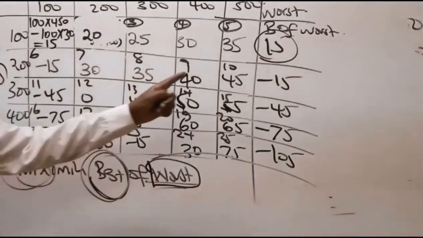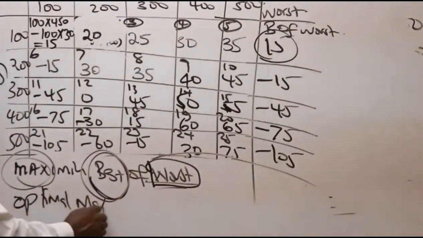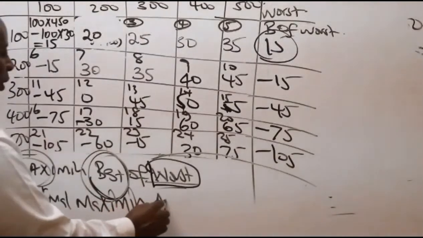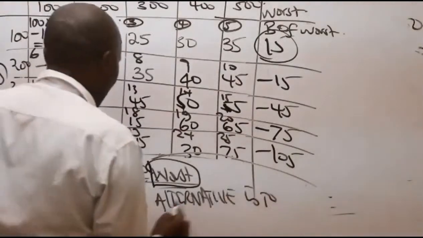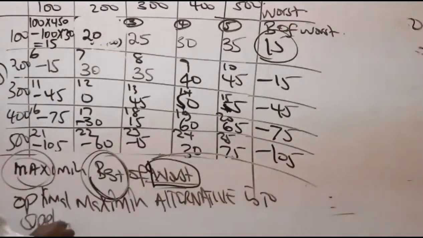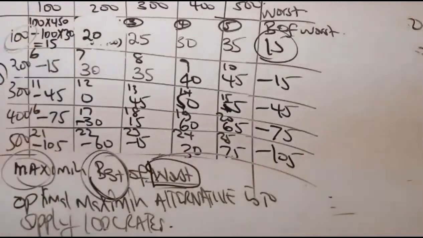So if it is the best of the worst, what does it correspond to here? It corresponds to 100 crates. So you're saying here that the optimal maximin alternative is to supply 100 crates. Are we together up to there, my friends? Yes. Thank you very much.